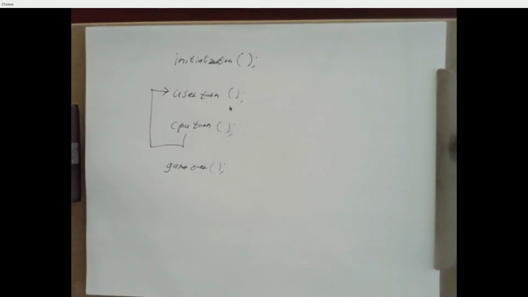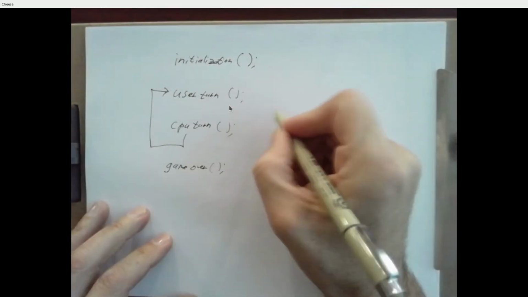So your main program can be very, very short, right? But it's not just a bunch of C statements, it's really a bunch of calls to these functions that are doing very, very complex things, right? So what does this user turn function look like?